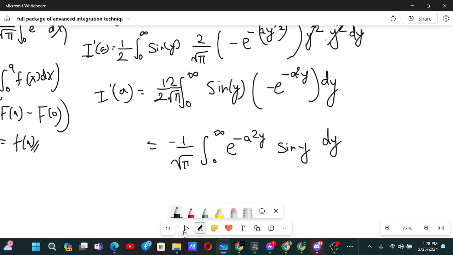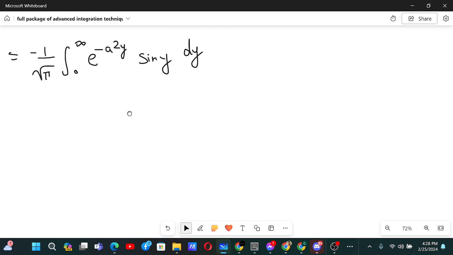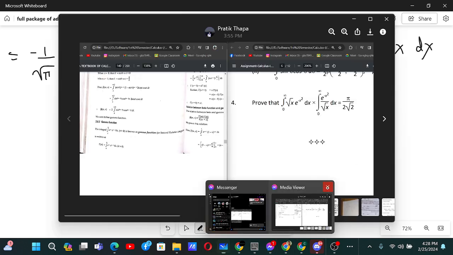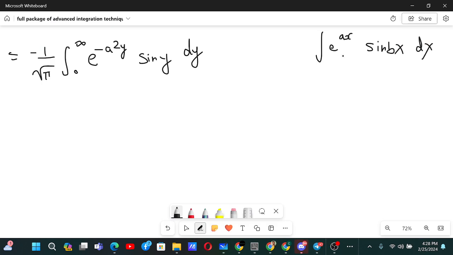Now you can use a famous integration formula. Yeah, this one is doable because you know the integration formula for e to the power ax sine bx dx. Before that, let me cross this out because I think this is gonna give me notifications. Okay, now you know that its integral will be e to the power ax by a square plus b square, and then a sine bx minus b cos bx.